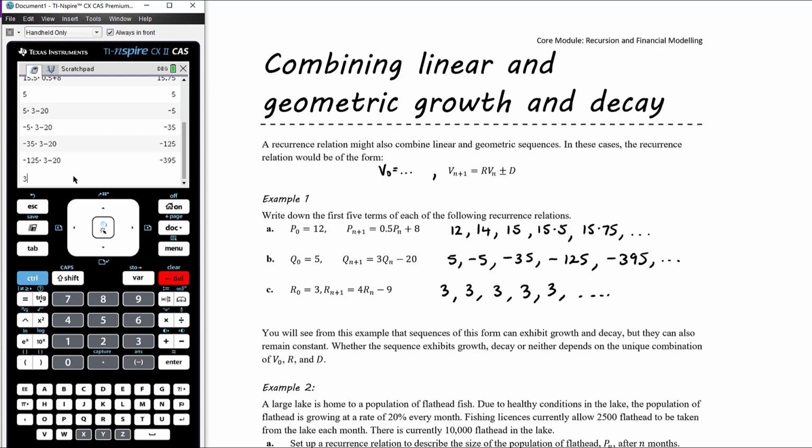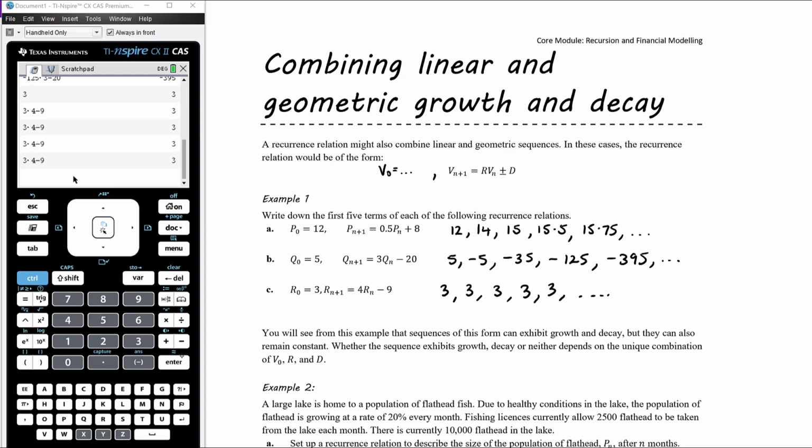So let's just confirm that again. 3 was our first term, and then we multiply by 4 and subtract 9. We get 3 again, 3 again, 3 again. So we're seeing 3 different types of sequences here. We're seeing a sequence that converges, the top one. Those numbers are still getting bigger, but by a smaller and smaller amount, so it's approaching a limiting value, potentially. The second sequence is not converging at all. It's getting more and more negative, and that would only continue to happen.